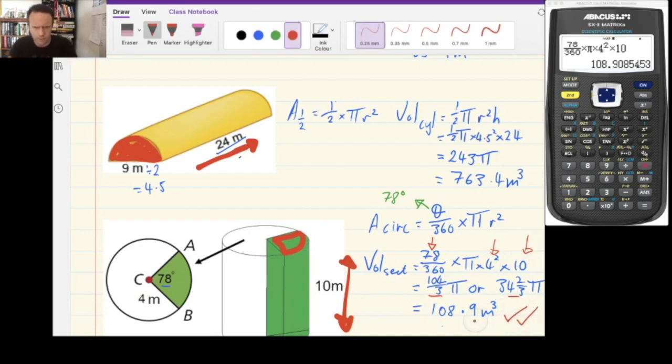Okay, so let's write that out a little more clearly, the standard equation if we want to find a sector. The volume of a sector is equal to theta over 360 times pi r squared, multiplied by the height. And that's the volume of a sector.